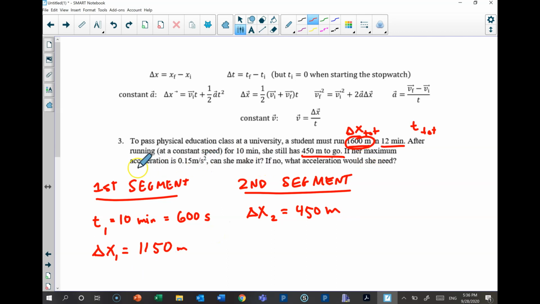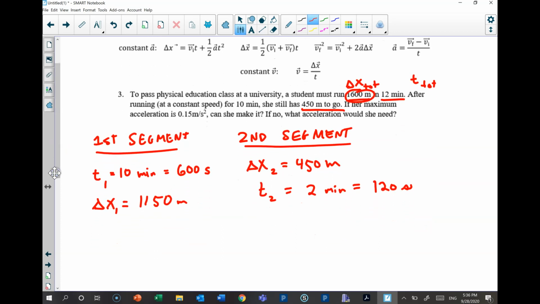Now her task is to finish in 12 minutes. So if she's already run 10, how much time does she have to spare for the second segment? 2 minutes. We multiply by 60, and this is going to be 120 seconds. We've made great progress already. Here's what we're going to ask. The way we'll answer this question, we're going to solve part B first. We will find the acceleration necessary, then we'll compare to what she's capable of to figure out whether she'll make it in the 12 minutes.